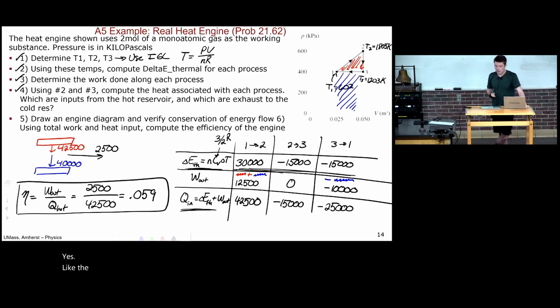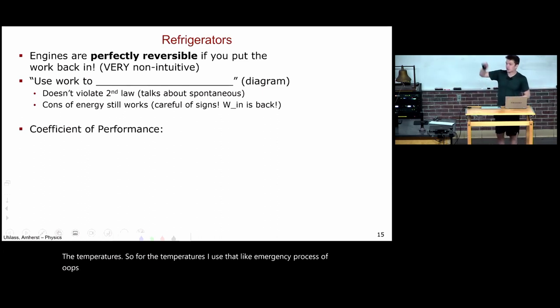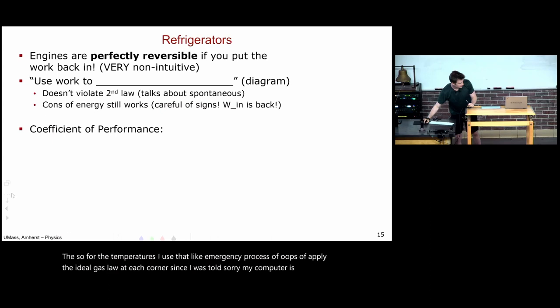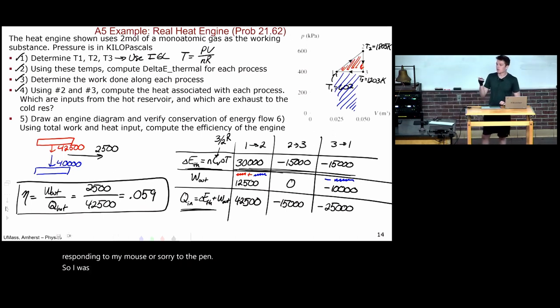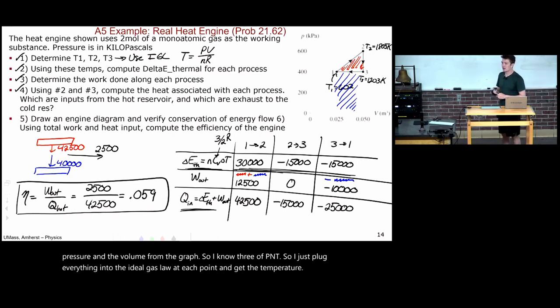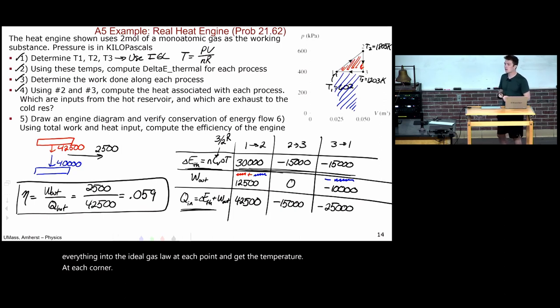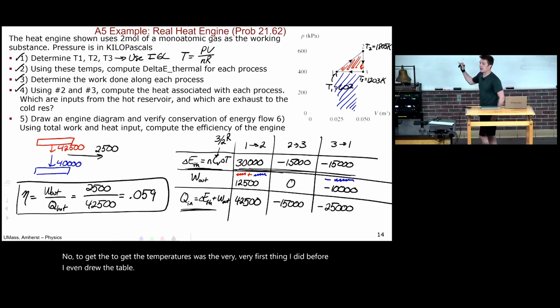Like the temperatures? Yeah, so for the temperatures, I apply the ideal gas law at each corner. Since I was told, sorry, my computer is not responding to my mouse. To the pen. So I was told the number of moles, and at each corner I know exactly the pressure and the volume from the graph. So I know three of P, V, N, and T. So I just plug everything into the ideal gas law at each point and get the temperature at each corner. No. To get the temperatures was the very first thing I did before I even drew the table. Like I just looked at the graphs and.